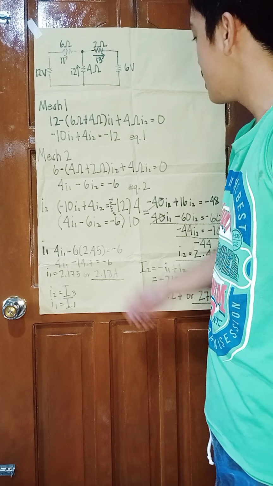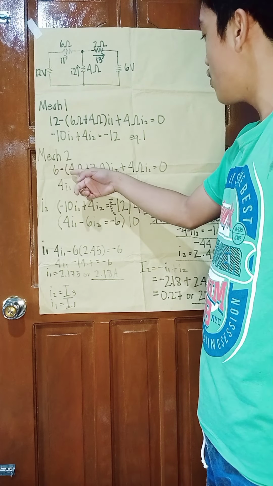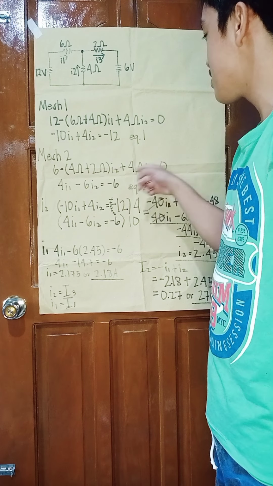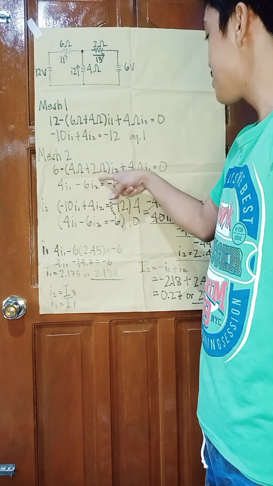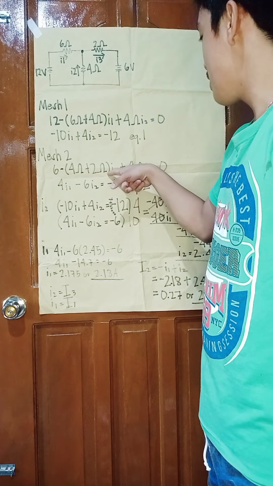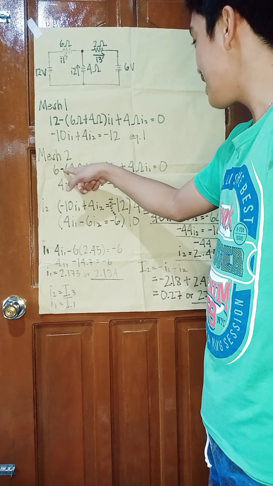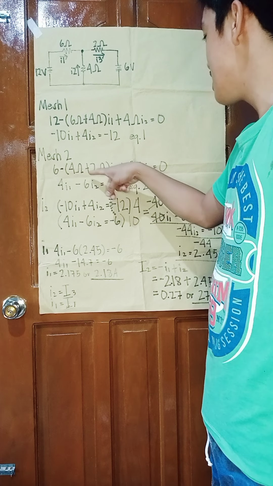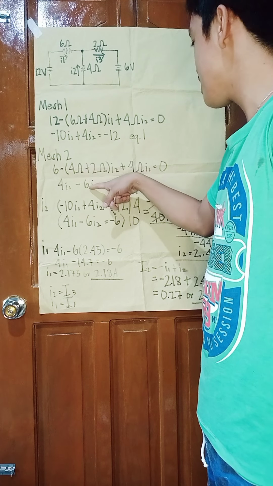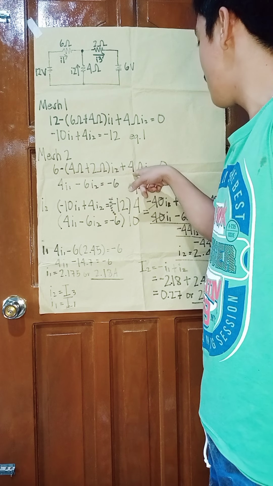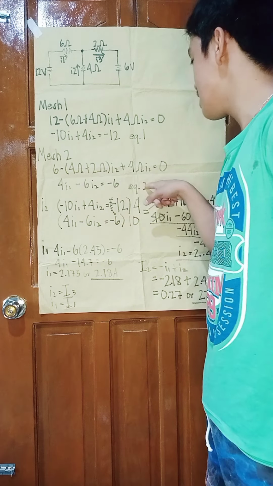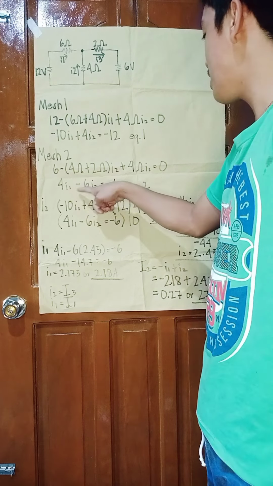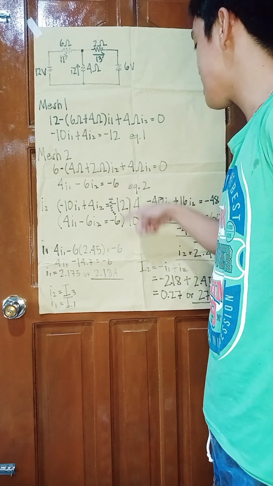Next, mesh 2. So the voltage is 6 minus 4 ohms plus 2 ohms times I2 plus 4 I1 is equal to 0. So negative 4 plus 2 is equal to negative, so negative 4 and negative 2, so 4 minus 2 is equal to 6 I2, then 4 I1. So the equation 2, then transpose the 6 into the right side. So the equation 2 is equal to 4 I1 minus 6 I2 is equal to negative 6.